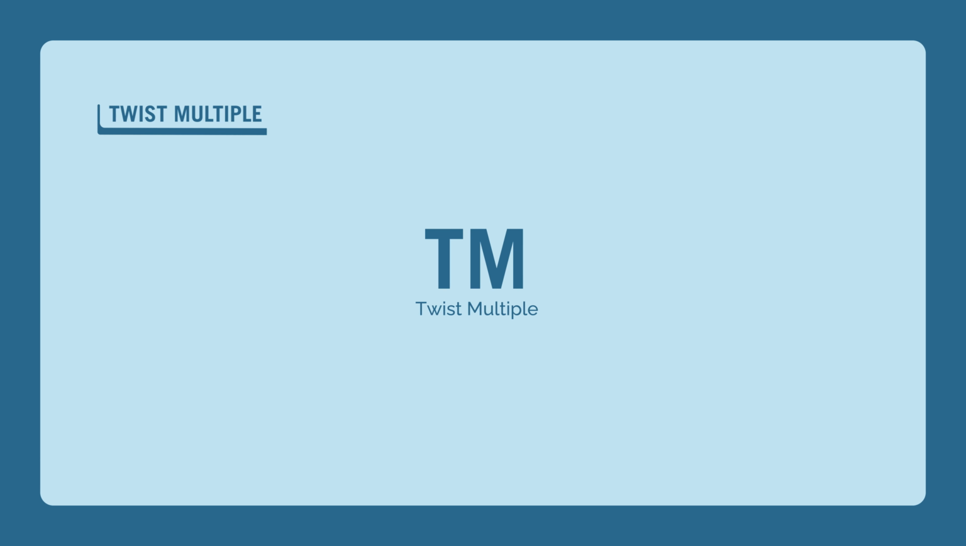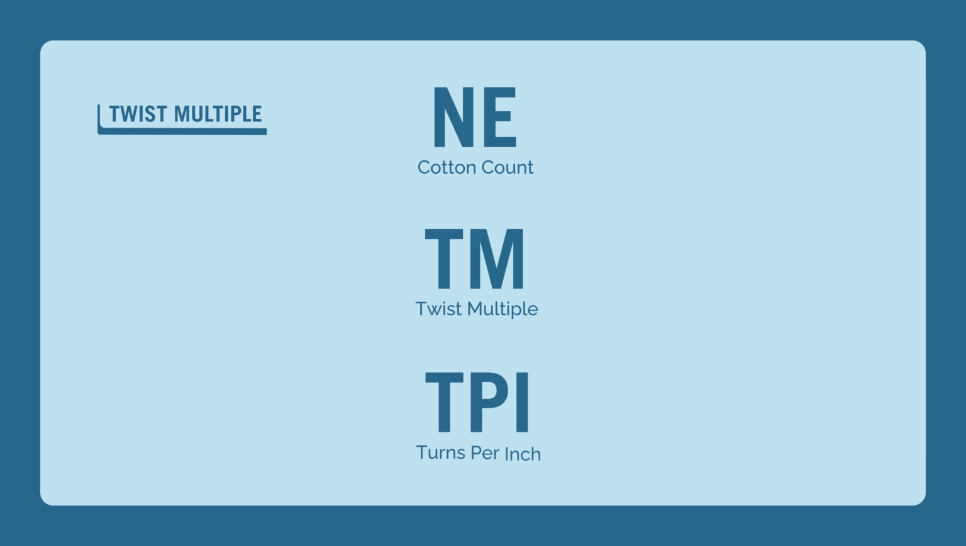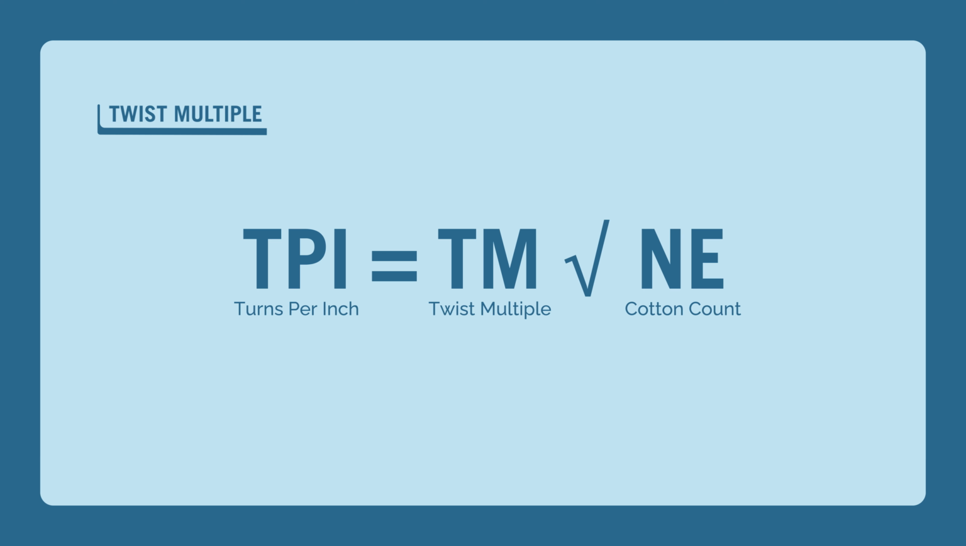Twist multiple, or TM, is a common way of designating how much twist a yarn contains. TM is a relationship between yarn number, or count, and the turns per inch in the yarn. Using number English or cotton count, that relationship is represented as follows. Where TM is twist multiple, TPI is turns per inch, and NE is number English or cotton count.